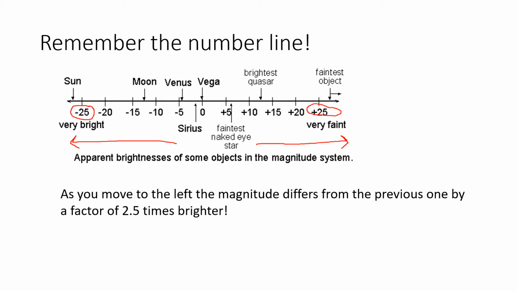But the important thing is how many times brighter things look as you move from one magnitude to the next. As you go towards the left, towards the more negative numbers, with each magnitude you move to the left, the apparent brightness goes up by a factor of 2.5 times. That is a number that you need to know, because there is no formula per se for figuring out differences in brightness. You just have to know that for every magnitude you go up in brightness 2.5 times.